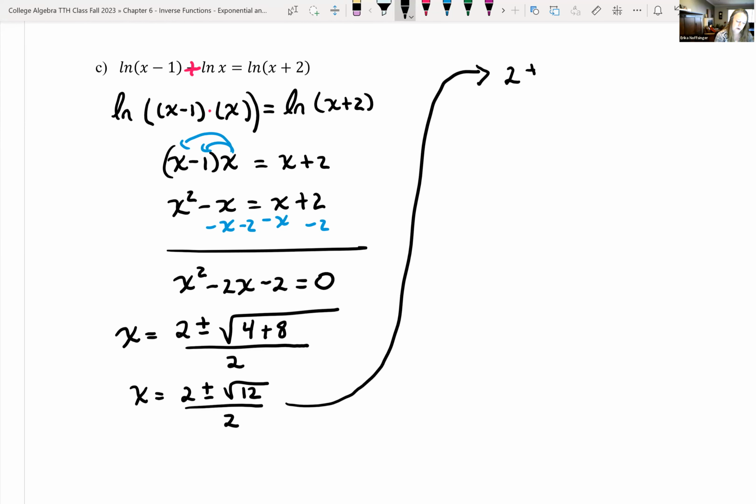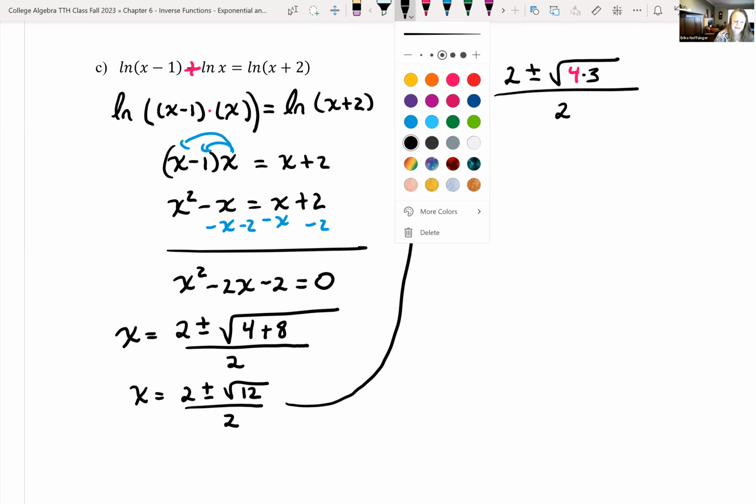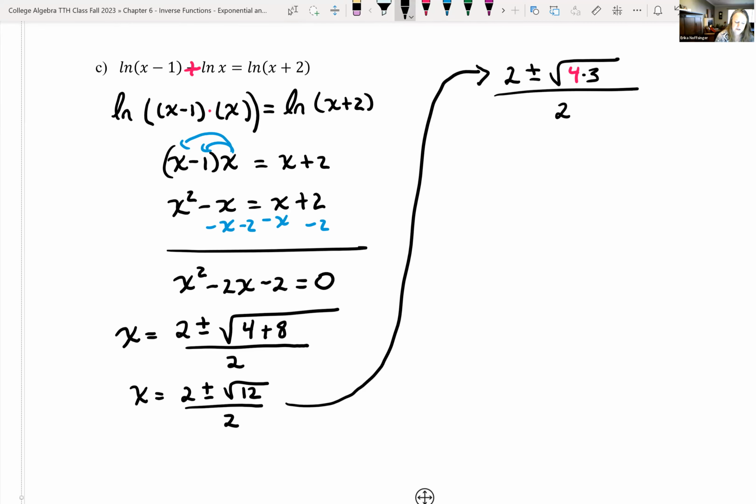I notice that I can break down that square root of 12 and pull out a factor that is a perfect square. So this is 2 plus or minus the square root. Well, 12 can be rewritten as 4 times 3, all over 2. So this is the same thing as 2 plus or minus the square root of 4, which is 2. So put the 2 outside of the square root, times the square root of 3, all over 2.